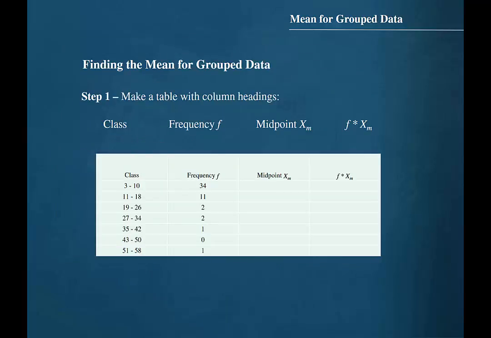Step 1 will be to make a table with the following headings: class, frequency, which we will abbreviate with the letter F, midpoint, which we will abbreviate as X with a lowercase m in the subscript, and a final column that will contain the products of the corresponding class frequencies and midpoints.